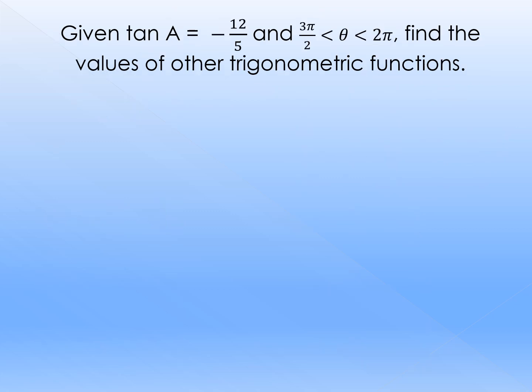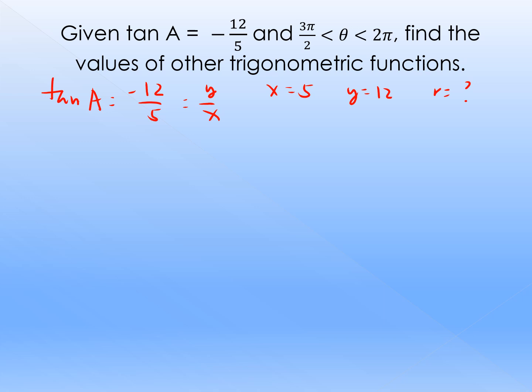Given tan A is equal to negative 12 over 5 and theta is greater than 3 pi over 2 but less than 2 pi, find the values of the other trigonometric functions. Let's start with tangent A. Tangent A is equal to negative 12 over 5. Our pattern for tangent is y over x. So therefore, we can say that x is equal to 5, y equals 12, and we're looking for r.